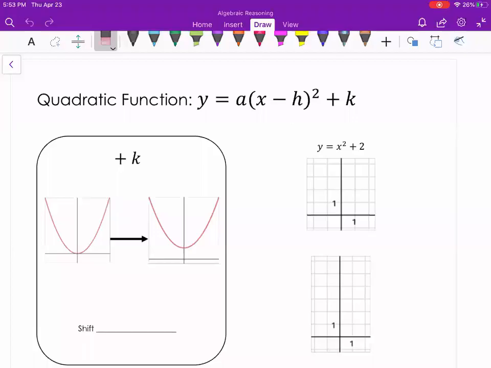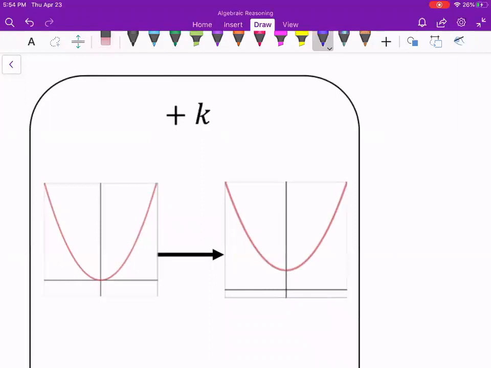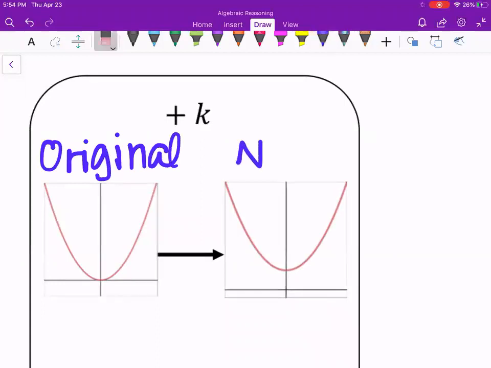All right, hi everyone. We are looking at our next part with our transformations unit here. We're going back to the quadratic function and the square root function, but this time, instead of looking at the inside of the parentheses, we're looking at the outside, which is the plus k here, or whatever is outside those parentheses being added or subtracted. So like before, we have our original graph over here on the left, and we have the new graph over here on the right.